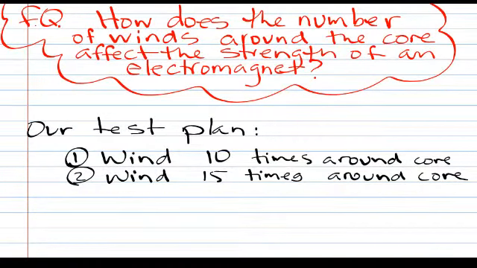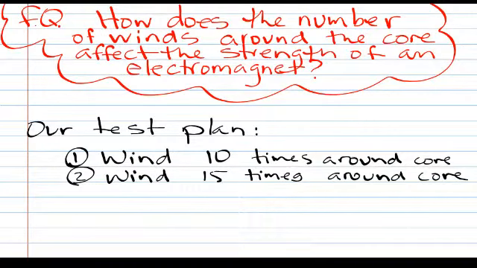Spend some time thinking about how you're going to do this. How would you test it if it makes a difference? So if you do 10 winds versus 15 winds versus 30 winds versus 100 winds, how would you know if it actually makes a difference? So in your groups, come up with a plan, but then also come up with the part of the plan that would test.